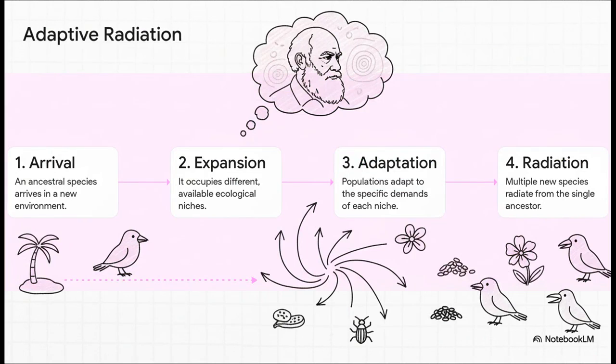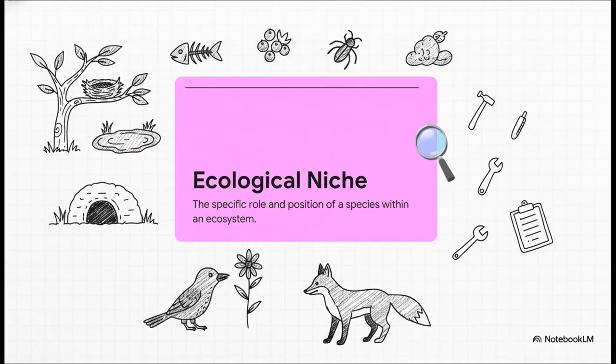This is the perfect explanation for things like Darwin's famous finches on the Galapagos Islands, right? One original finch species got there, and over time it radiated out into all these new species, each one with a totally unique beak shape, perfectly suited for a different food source, one for crushing seeds, another for picking out insects, and so on. And to really get adaptive radiation, you have to understand this term, the ecological niche.